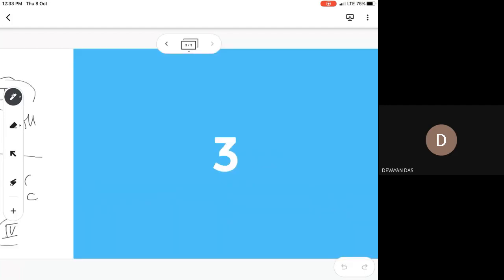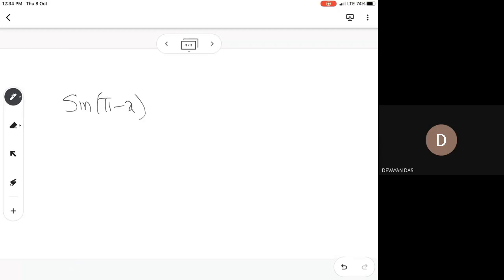The proof is like this. Suppose you want to prove sin pi minus x. So what you have to do? This you have to write as sin of pi by 2 plus pi by 2 minus x.